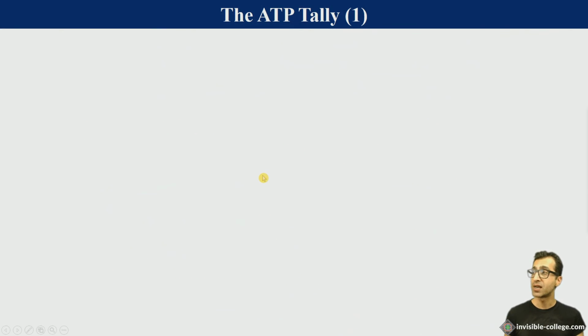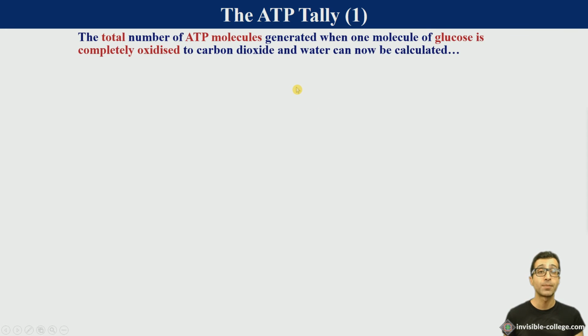So let's look at a tally of where all these ATPs are coming from. The total number, as we said before, of ATP molecules generated when one molecule of glucose is completely oxidized to carbon dioxide and water under conditions of aerobic respiration can now be calculated by totaling up all of the ATP produced by substrate level phosphorylation and also all of the ATP molecules being produced by oxidative phosphorylation and chemiosmosis.